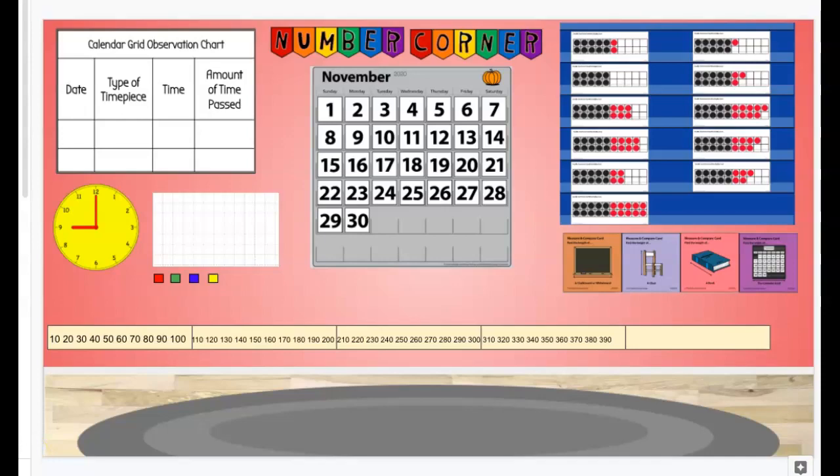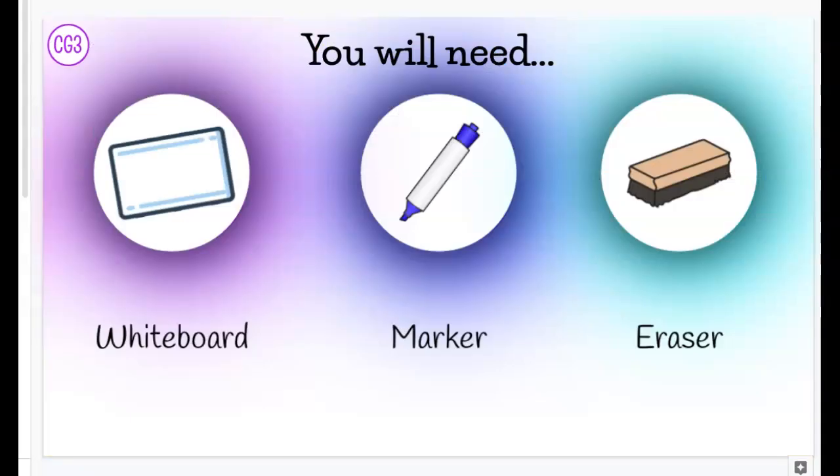Here's what you will need today. You will need a whiteboard, marker, and an eraser. If you have a small clock where you can move the minute and hour hand from your math supplies, you can use that as well. If you do not have that small clock, that's okay. We will be moving the hands on a clock together. If you don't have a whiteboard, a piece of paper and a pencil will work just fine. You can pause the video now to get what you need.